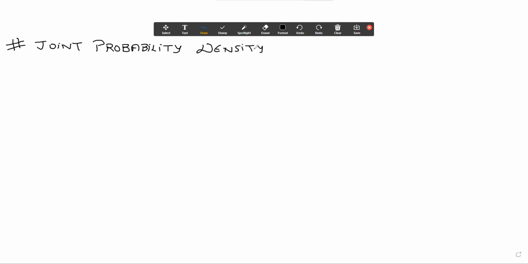So let's write the next definition. Our next definition is pertaining to joint probability density function. Whenever you hear the word density, automatically it means the variables are continuous random variables, not discrete. Because if they are discrete, we use the term mass function. If they are continuous, we use the term density function. So joint probability density function. Let's write the definition.